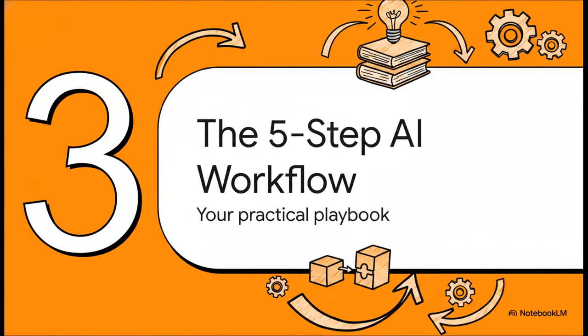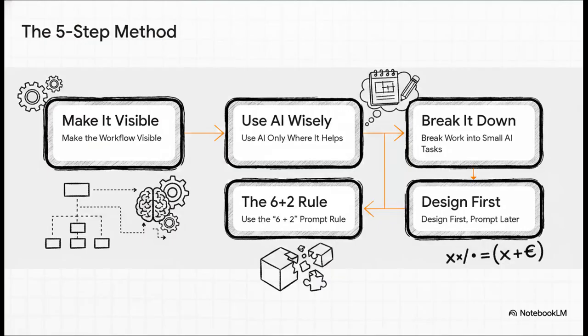So with that core principle in mind, that we're redesigning work, not just adding a tool, how do we actually do it? Well, let's build it out. Here is your actionable 5-step playbook. This is where the theory stops and the real work begins. Here are the 5 steps. We're going to make our work visible, use AI like a scalpel, not a hammer, break big jobs into tiny tasks, design our output first, and then we'll use a very specific rule for crafting our prompts. Let's break down each one.